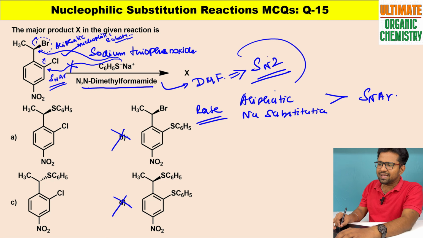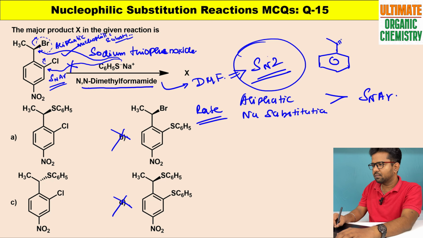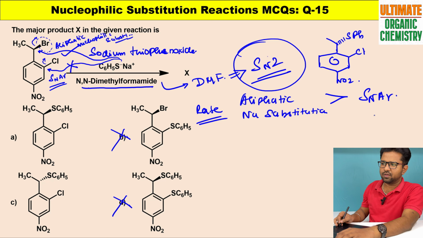Now I have already said the reaction is undergoing via the SN2 mechanism. That means the nucleophile has to approach from the back side to the leaving group. The leaving group Br is present at the front side here, so S minus, that is thiophenoxide, will be approaching from the back side. So you will get this compound as a product. This is the product, so the right answer is option C.